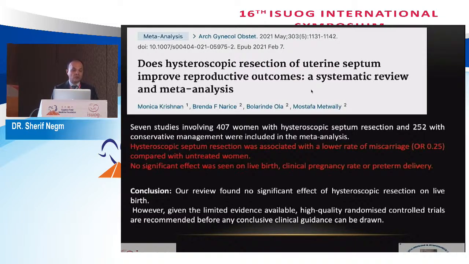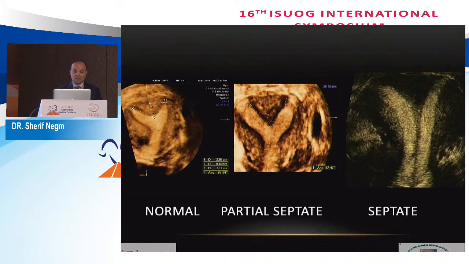Finally, this is a very important article which asks the question, does hysteroscopic resection of uterine septum improve reproductive outcome? This was a systematic review and meta-analysis, and they found that patients that underwent surgical correction of subseptate uterus, if they had a Mullerian anomaly and poor reproductive performance, fared no better than patients that were managed conservatively. They both had similar live birth rates and recurrent pregnancy rates. So why is that?